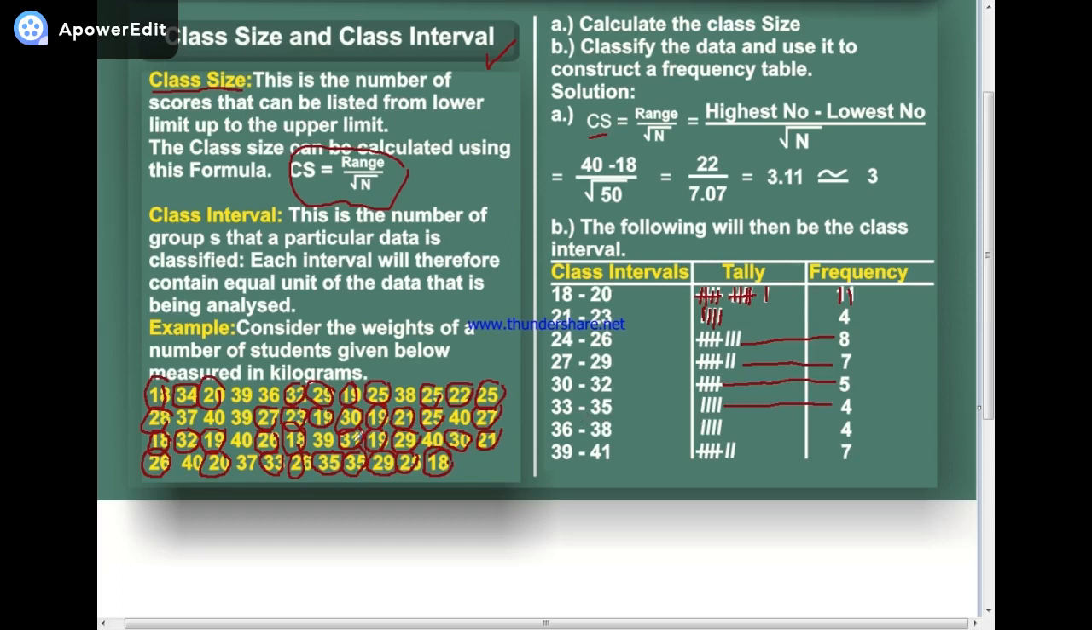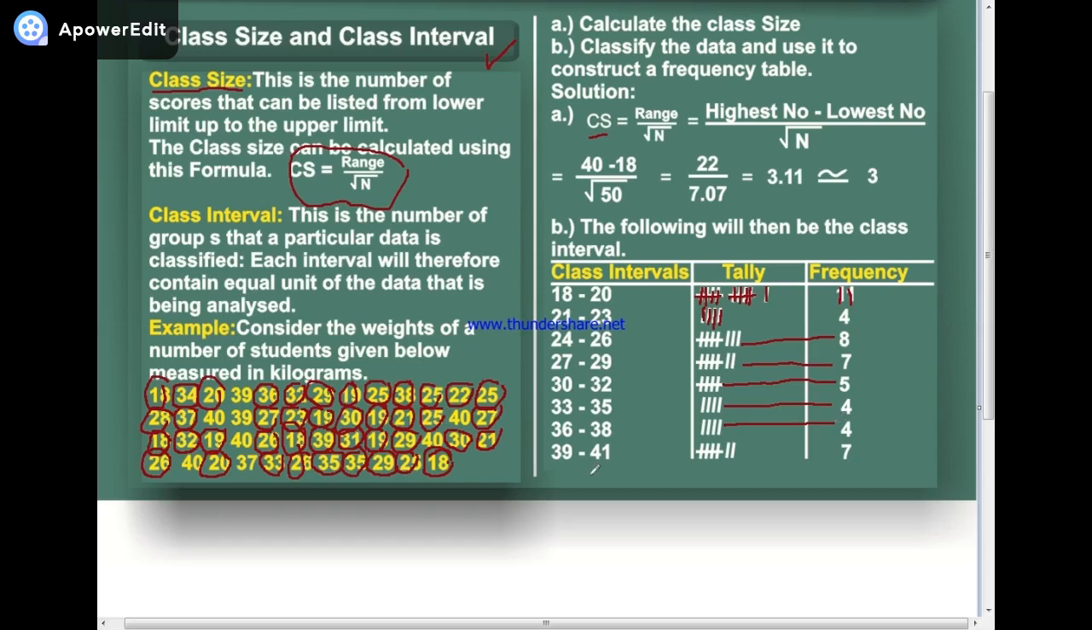36 to 38. 36 to 38. 36, that is 1, 2, 3, 4. So I think that's all. So that is 36 to 38. So that one is correct too.